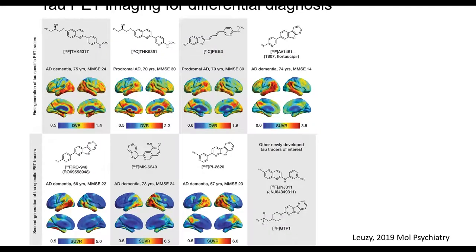For tau imaging, two generations of tracers have been developed. One of them has also been approved by the FDA. Using amyloid and tau imaging probes has greatly assisted early and differential diagnosis of Alzheimer's disease, as well as other tauopathies, and provides a window for early intervention.